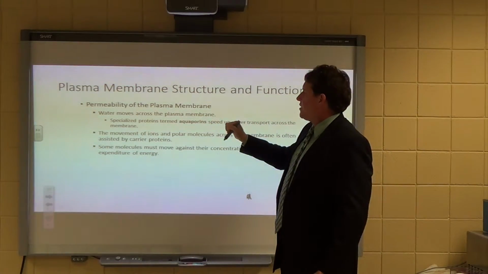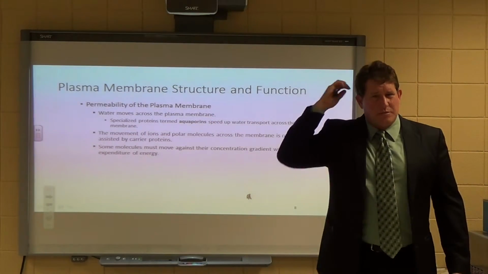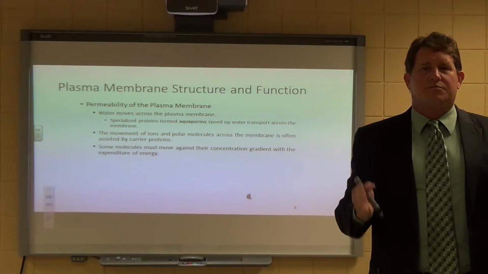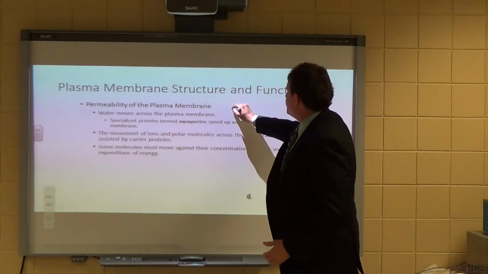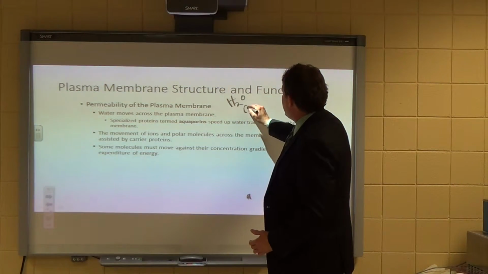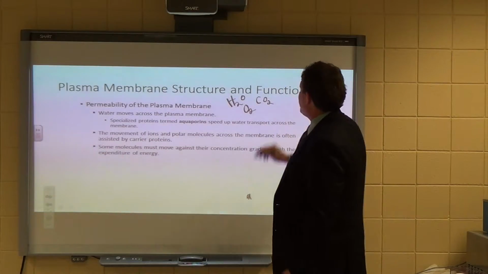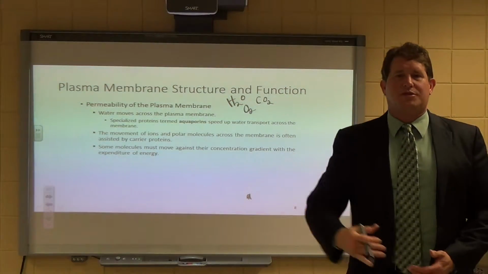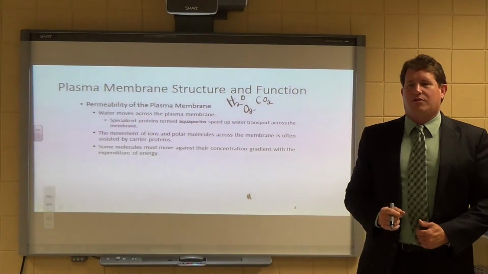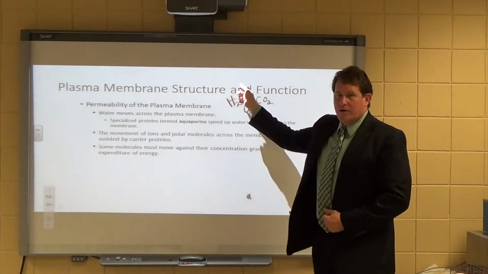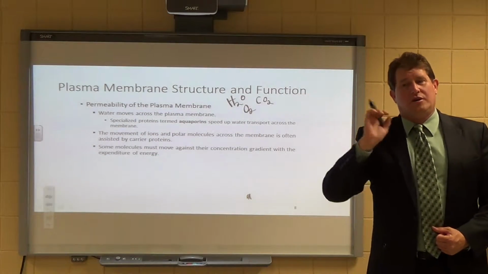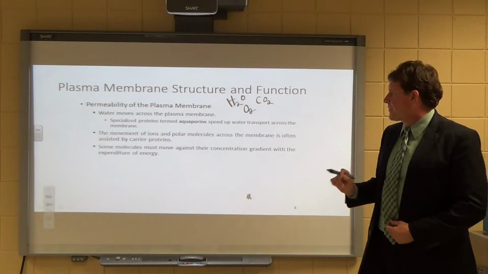Permeability of the plasma membrane. Water can move across the plasma membrane. So very small things, small molecules. Water is pretty small. Oxygen is small. Carbon dioxide is small. Small molecules can just drift across. They can get across. And even though it might be polar, it's not charged. So it can still get across.